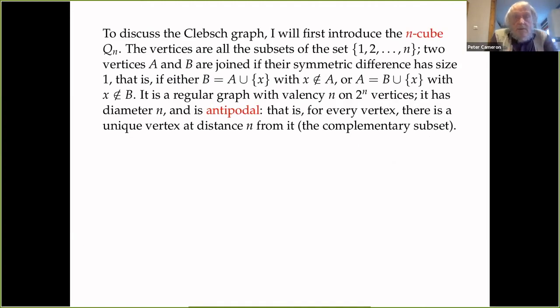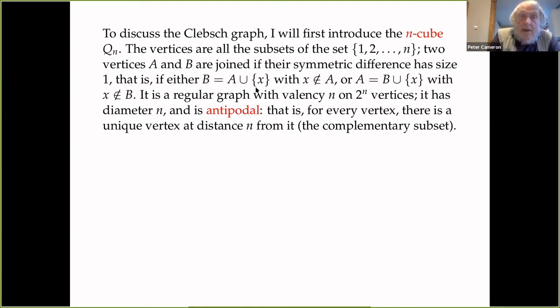Okay, so the next one on the list was the Clebsch graph. First of all, here's a definition of the n-cube. The vertices are all the subsets of the set {1, 2, up to n}, so the 2 to the n subsets. So this is a graph with 2 to the n vertices. You join two vertices A and B, which are subsets of {1, up to n}, if their symmetric difference has size 1, that means they differ by just one element.